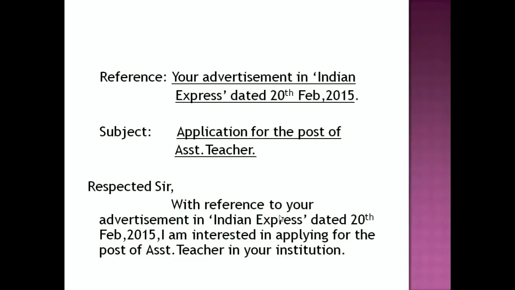Now in the first paragraph, you need to tell how you learned of the organization or the position for which the job is, and you have to state what position you're applying for, and that's what you have done in the first paragraph. In the second paragraph, you need to mention specific qualifications which make you fit for the employer's need.